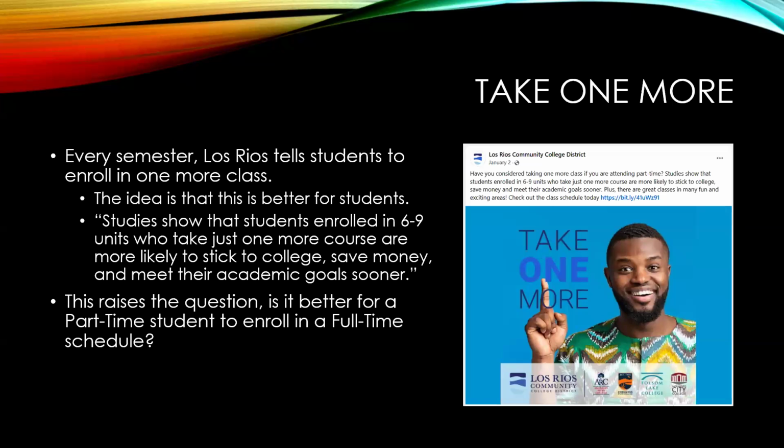Our first example is "Take One More." Every semester, Los Rios tells students to enroll in one more class. The idea is that this is better for students. They say studies show that students enrolled in 6 to 9 units who take just one more course are more likely to stick to college, save money, and meet their academic goals sooner. This raises the question: is it better for a part-time student to enroll in a full-time schedule?